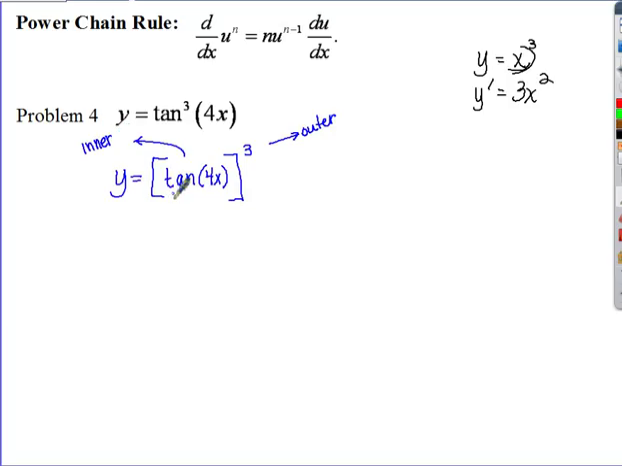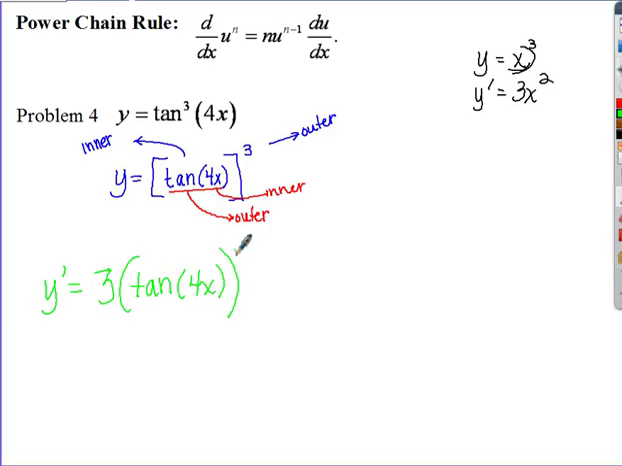But then we have tangent and 4x. Tangent would be the outer the second time. 4x will be our inner. So again, we're going to have 2 chain rules here. So here we go. y prime will be derivative of the outside. When we take the derivative of a cubic function, it's 3x squared. So it's going to be 3, leave the inside alone, squared. Bring out the 3 to the 1 less, leaving the inside alone.